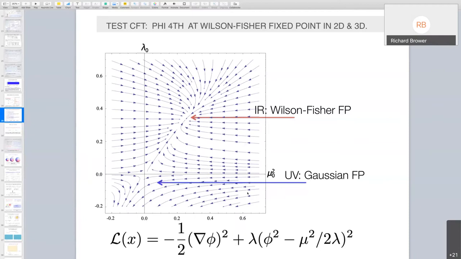Dr. Breyer, one more question. Could you go two slides back to the one with the boundaries?